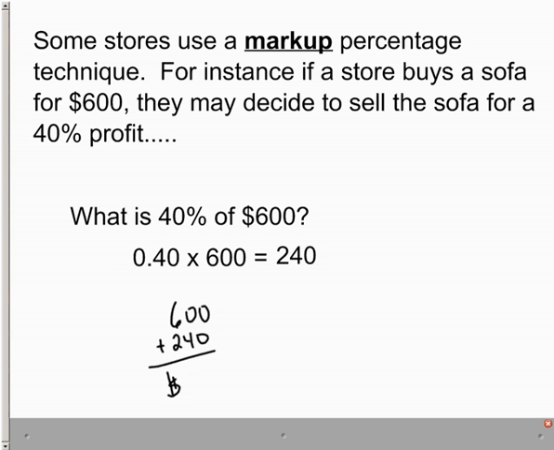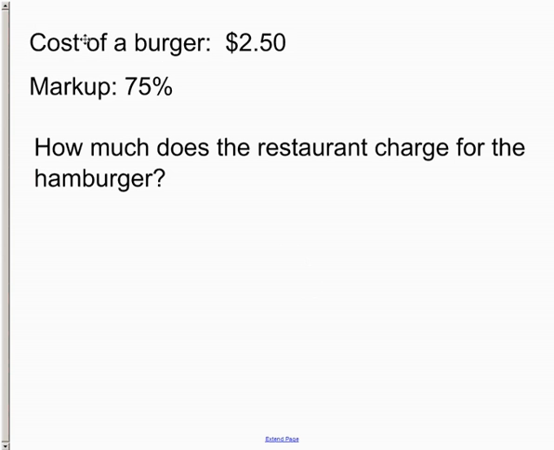But in real life, what would happen is if they use this markup procedure, they would add the 240 on top of the 600, and they would say, hey, we're going to sell this sofa for $840, and there's your price that they put on the sofa. Don't look at this as a person that's walking into a store to buy something. Look at it as if you're the owner and you're trying to decide how much money you want to make. Because if you bought that for $600, you're going to want to make some money.